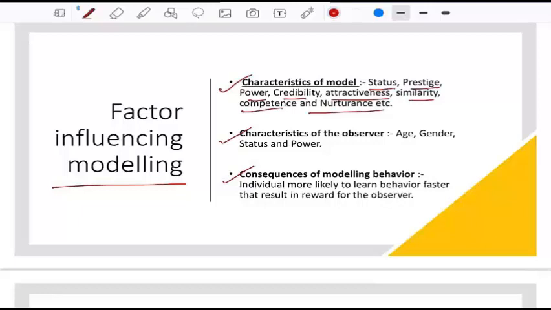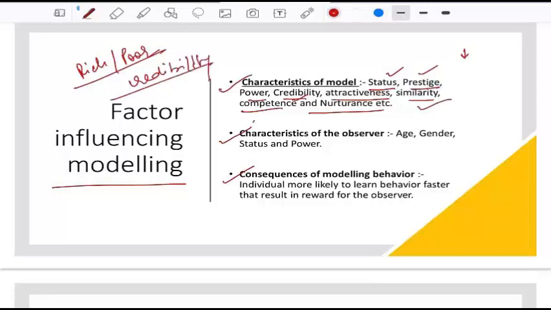आप किसी भी अपने से कम प्रेस्टीज वाले बंदे से या फिर जिसमें कुछ गुण नहीं है या फिर क्वालिटीज नहीं है उसको आप रोल मॉडल नहीं बनाएंगे. उसका एक स्टेटस होना चाहिए, प्रेस्टीज होनी चाहिए, क्रेडिबिलिटी होनी चाहिए. It is not about rich and poor, it is about credibility, attractiveness, similarity, competitiveness. These all things should be in the model you are looking for.